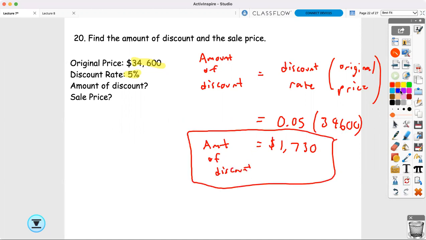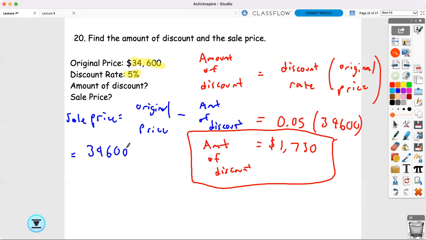We're not done though, because it wants the sell price. Well, sell price is equal to original price minus the amount of discount, which is equal to 34,600 minus 1730.